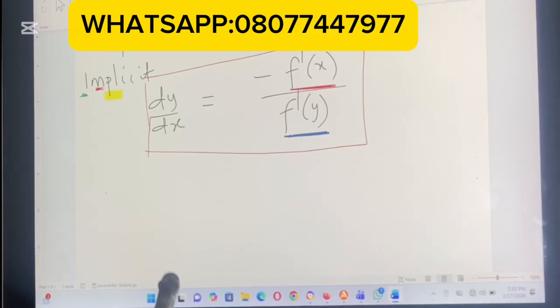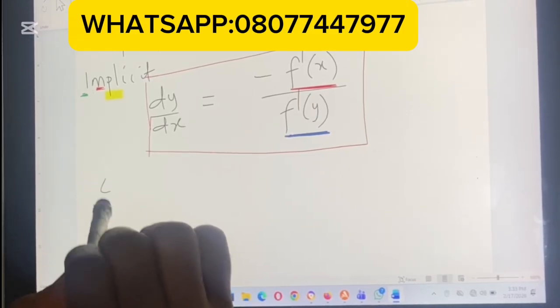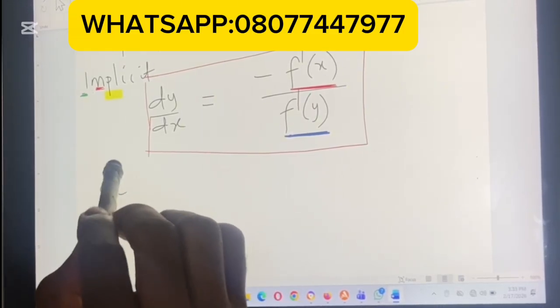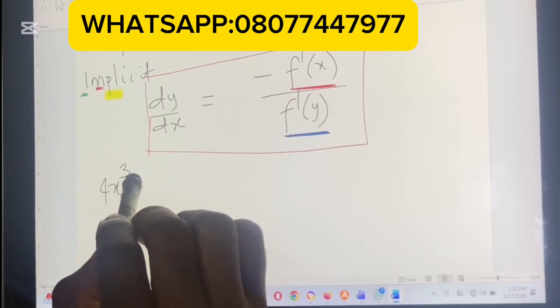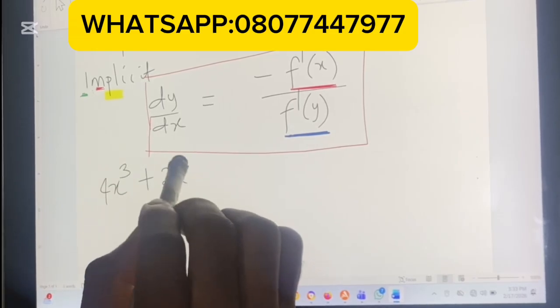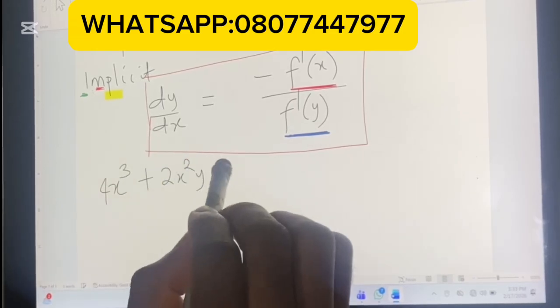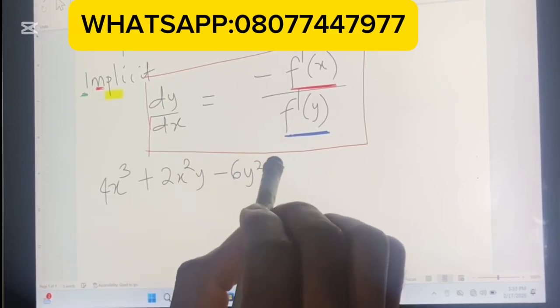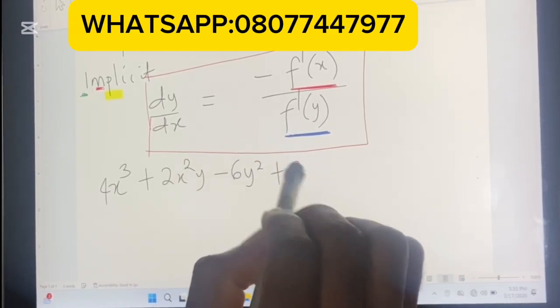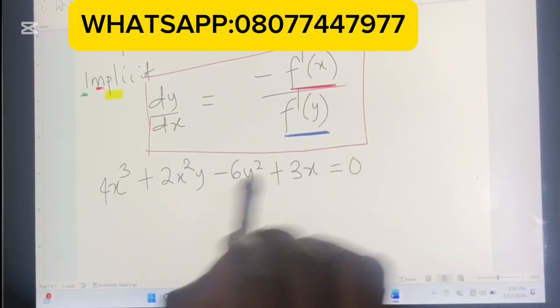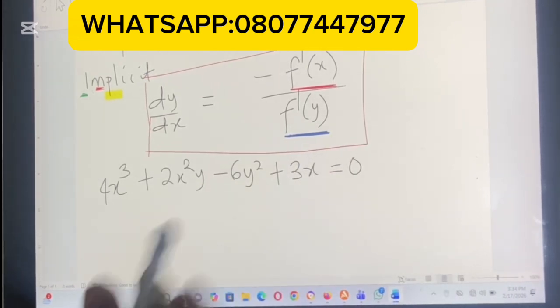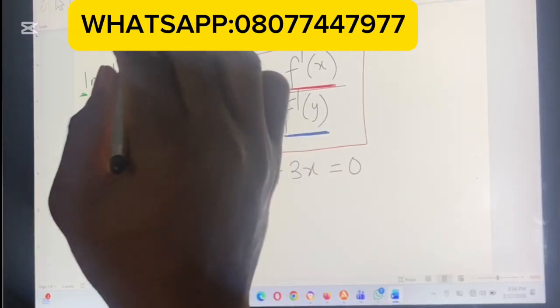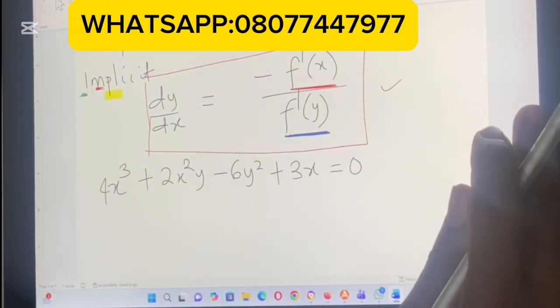Making the equation to be in standard form, we have 4s raised to 3 plus 2s squared y minus 6y squared plus 3s is equal to 0. So this equation now is in a standard form, so we can now use this particular formula to solve this. Okay, let's use the formula here.